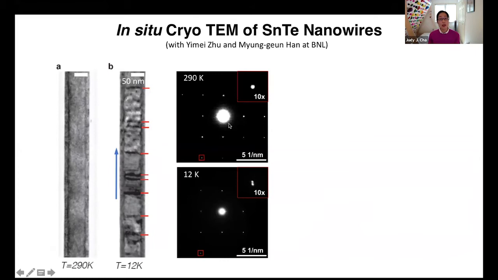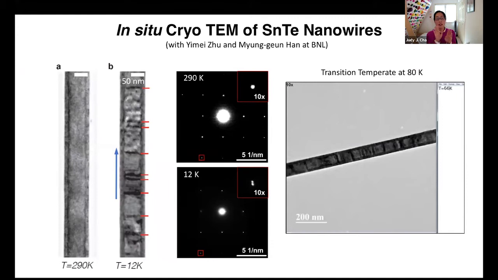In terms of measuring a diffraction pattern, at room temperature, it's a cubic crystal as we would expect, and each diffraction spot is just a single spot. At low temperature, some of these single spots split into two spots. Here, this one is now magnified, and you can see that there are two spots. That means that there are two crystallographic orientations present in these nanowires at low temperature. So we think that actually matches with two ferroelectric domains that are tilted by about a degree, okay?